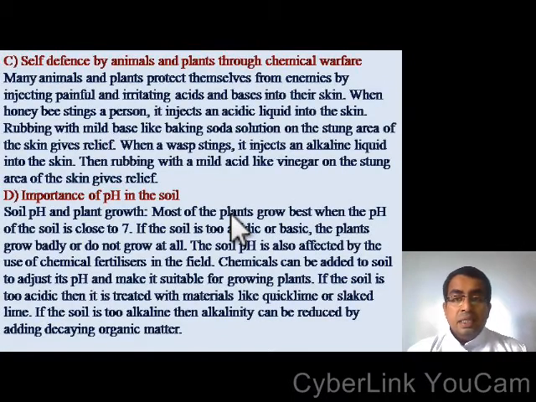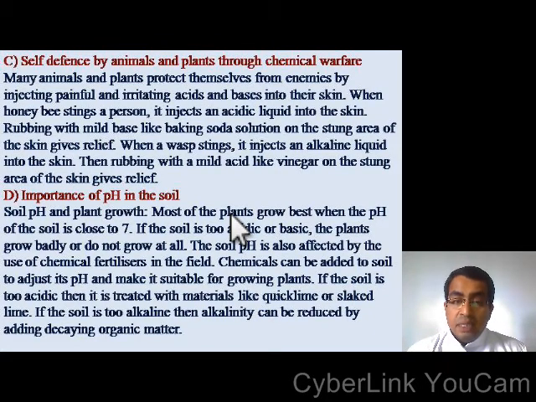Then, third one is self-defense by animals and plants through chemical warfare. Many animals and plants protect themselves from enemies by injecting painful and irritating acids and bases into their skin. When a honeybee stings a person, it injects an acidic liquid into the skin. Rubbing with a mild base like a baking soda solution on the stung area of the skin gives relief.